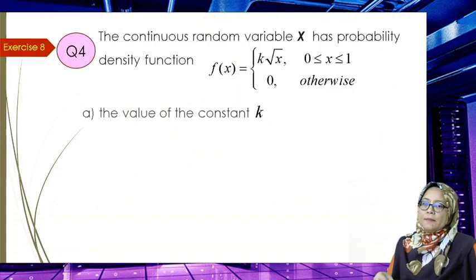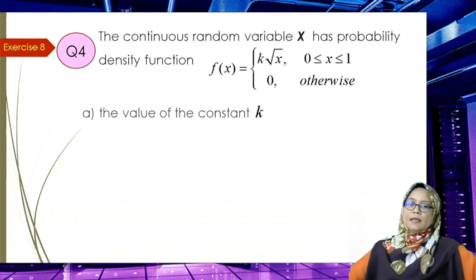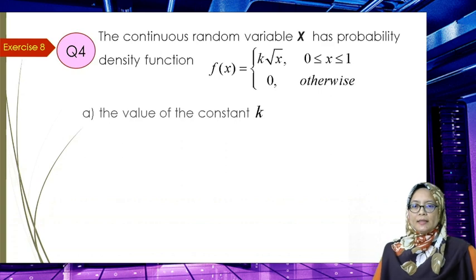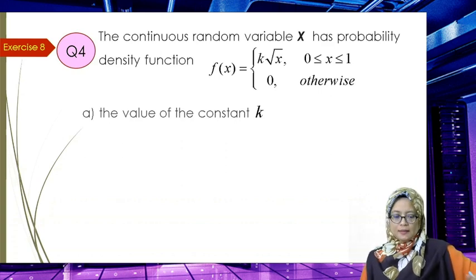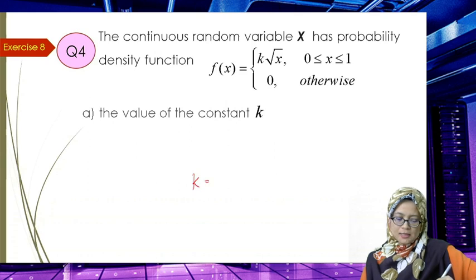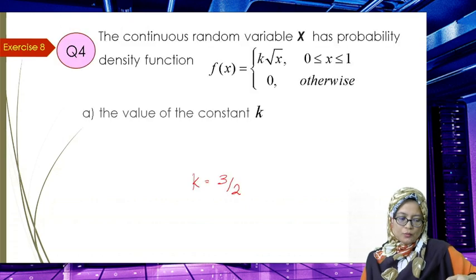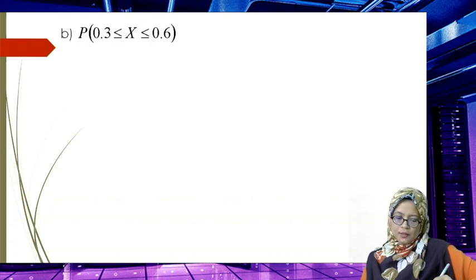Okay, so question 4, exercise 8, ini pun saya tinggalkan juga. Dia punya pattern soalan dia sama macam yang tadi lah. So saya akan bagi awak jawapan untuk K is 3/2. So ini nilai dia 0.3004. So ini awak boleh try kemudian.